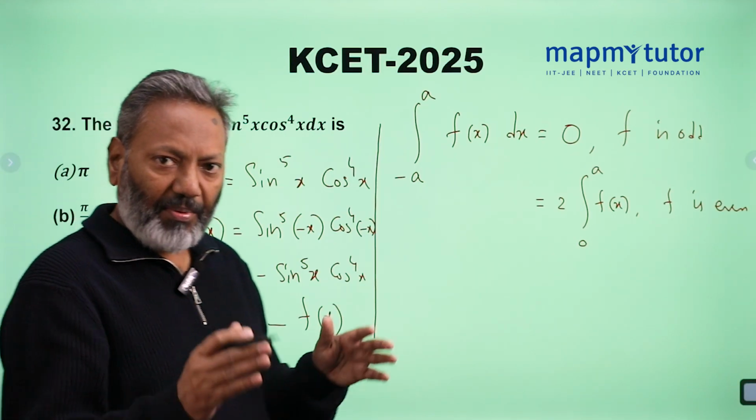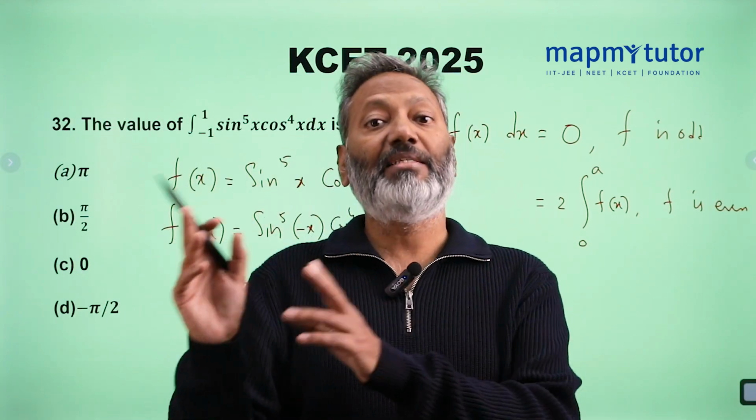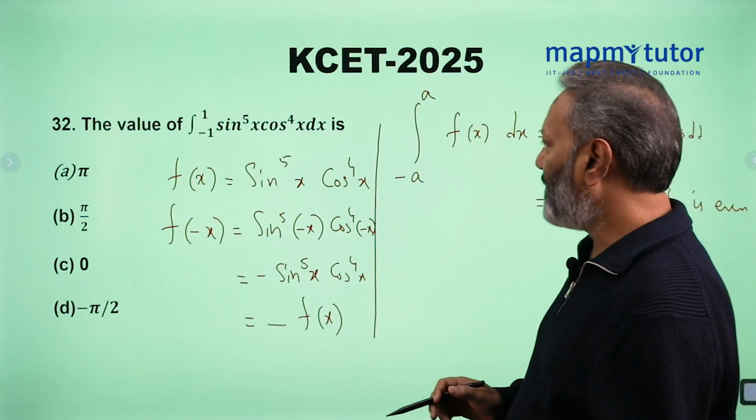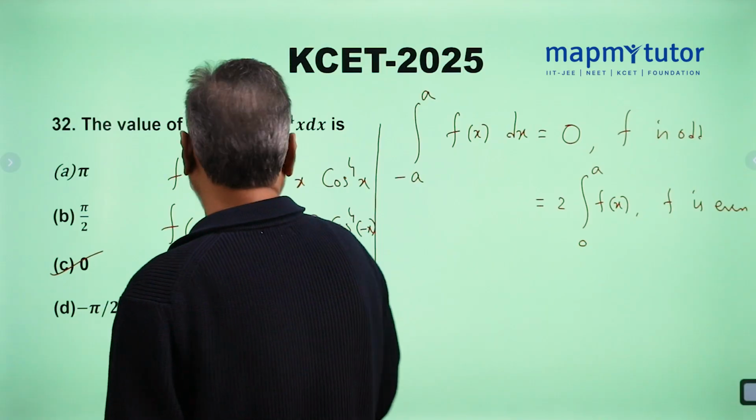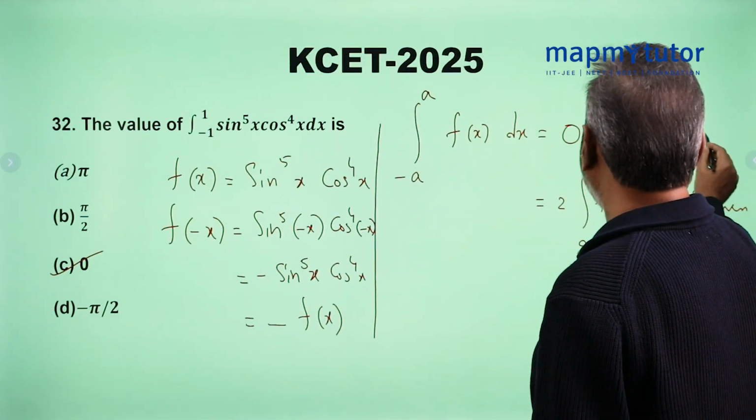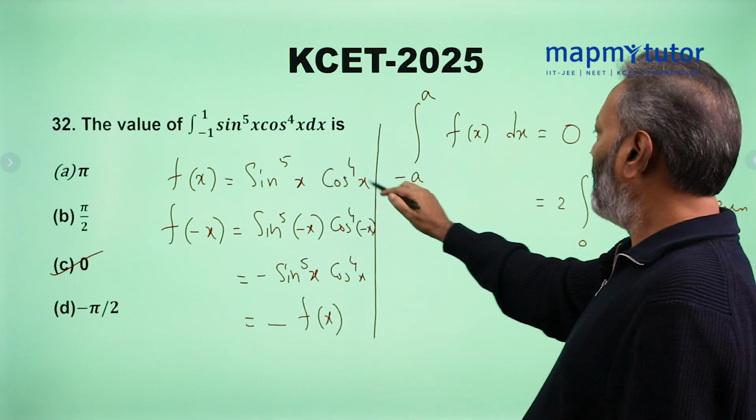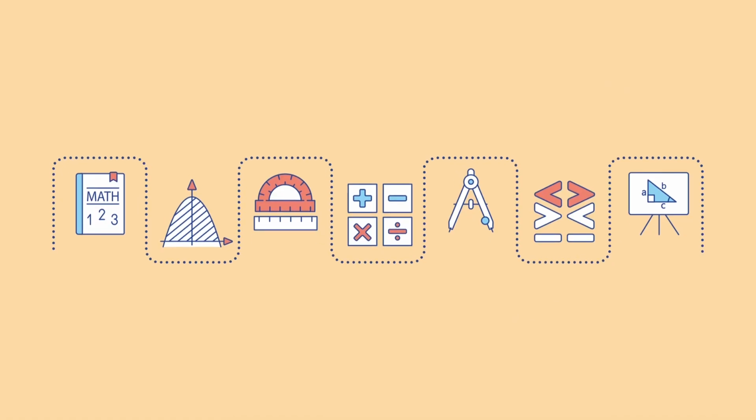Whenever f of minus x is f x, it is even. If f of minus x is minus f x, it is odd. And hence, the answer is 0. That is the first case. If f of x is odd, no need to integrate. Straight away, we can write the answer as 0. Got it?